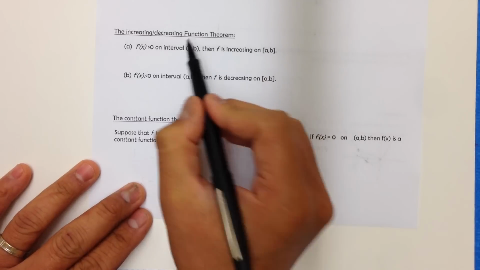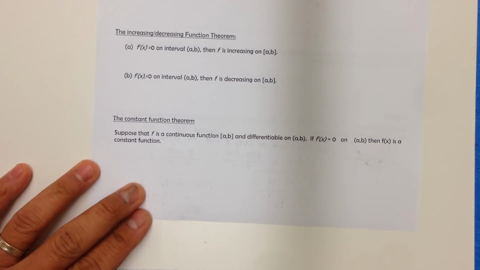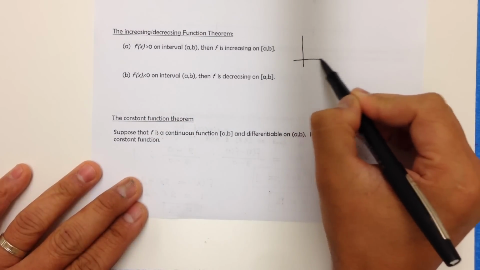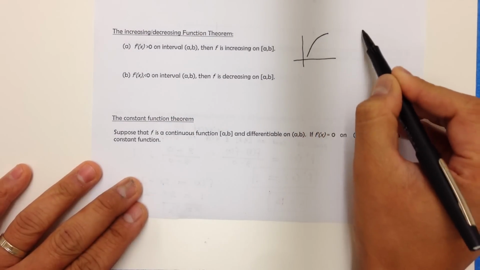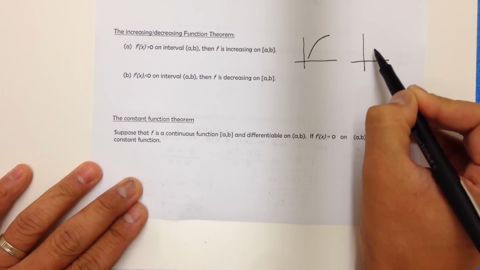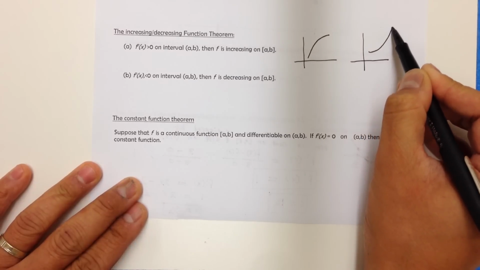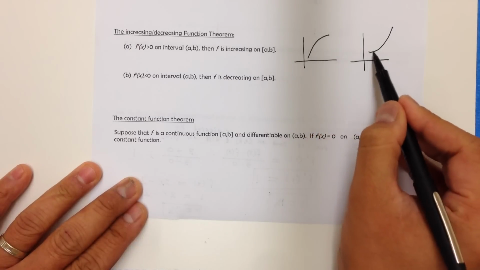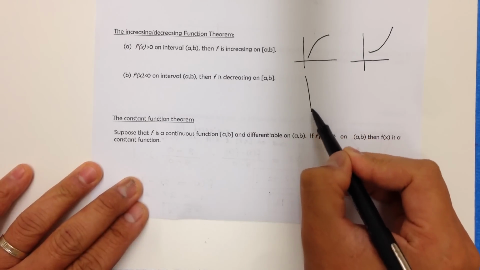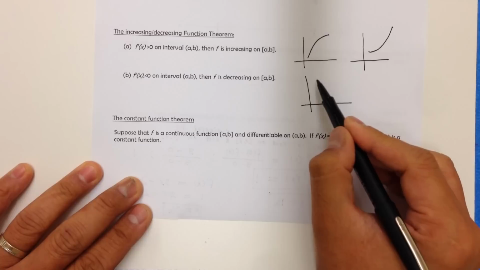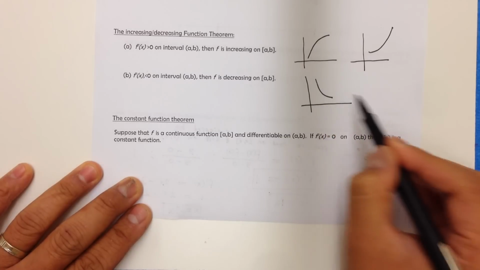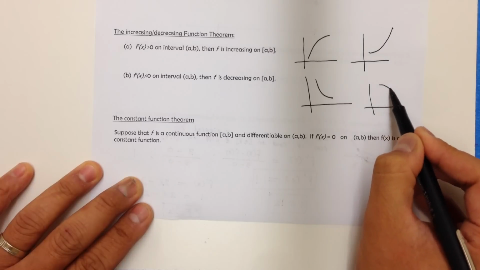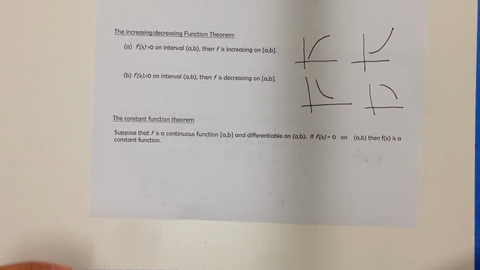Increasing and decreasing functions, so this is just kind of a review for you. If your derivative is positive, then clearly your graph is increasing. And there are two types: increasing concave up, increasing concave down. If your derivative is negative, then clearly your graph has to be decreasing concave up, or it could also be decreasing concave down. All right, so that's that.